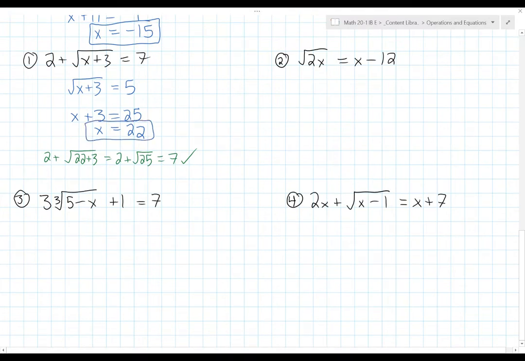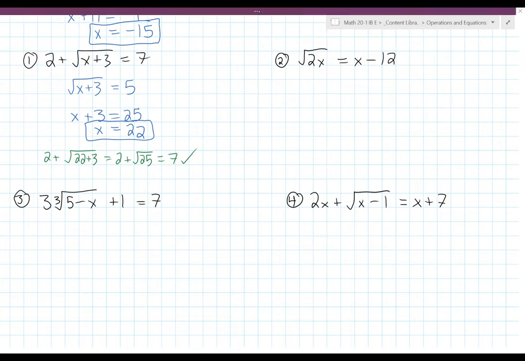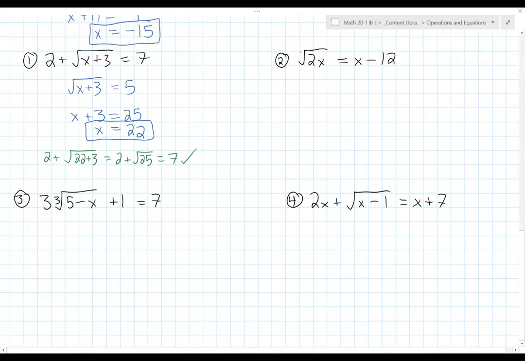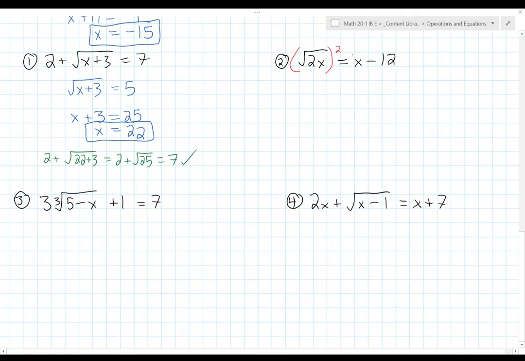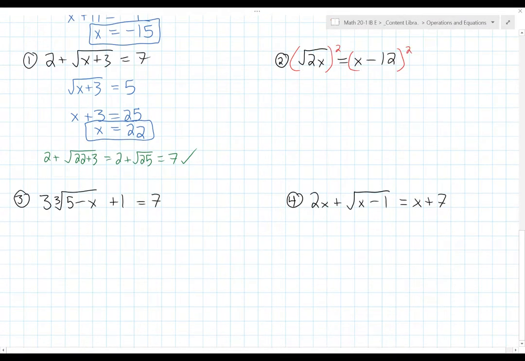In example 2, you may have struggled a little with this, and there's a really common mistake that happens, so I'll walk you through that. But the radical is already isolated here, so I actually don't need to do any manipulation before I square it. But what I do have to keep in mind is that when I am squaring both sides of the equation, I am squaring the entire side, not just the pieces of the side.